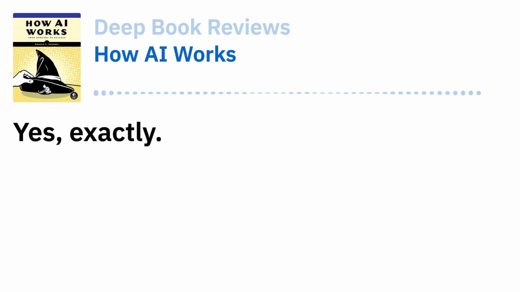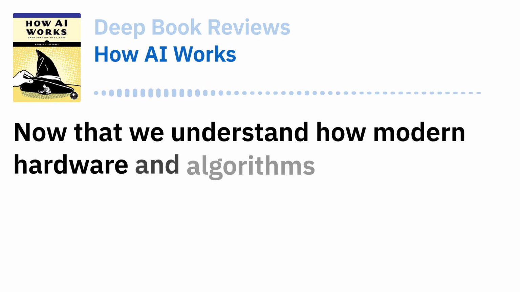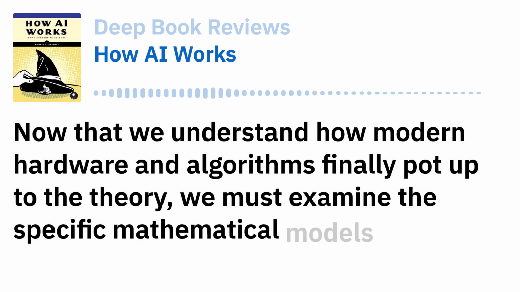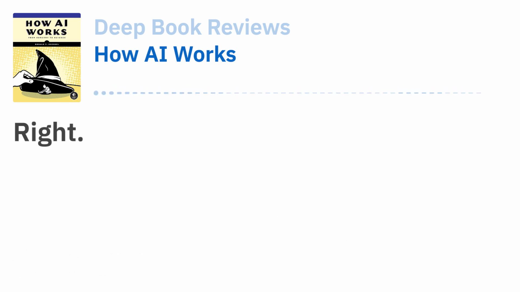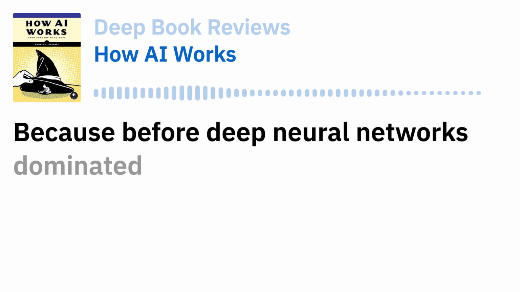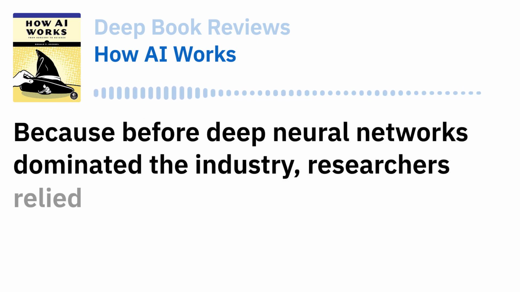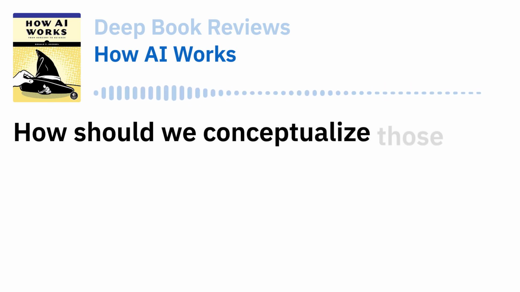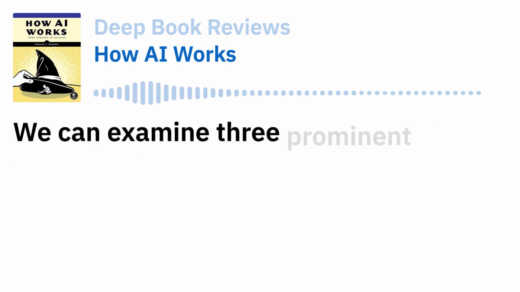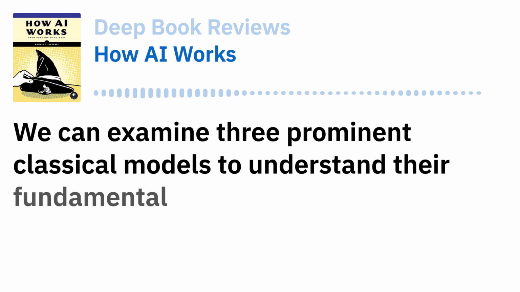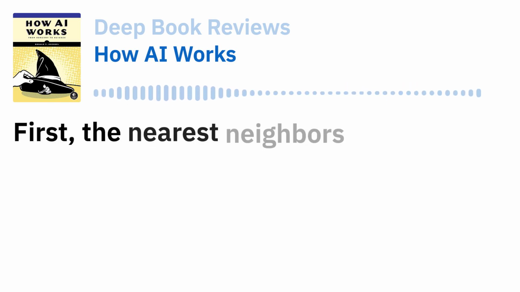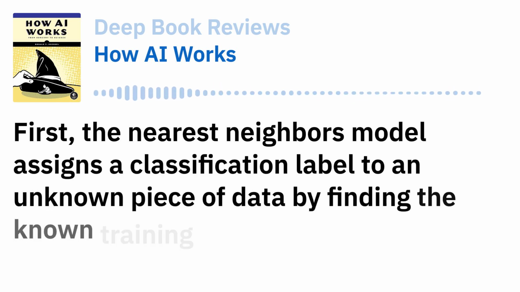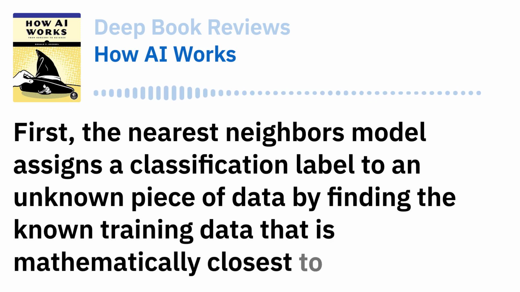Yes, exactly. Now that we understand how modern hardware and algorithms finally caught up to the theory, we must examine the specific mathematical models powering these systems. Right, because before deep neural networks dominated the industry, researchers relied heavily on classical machine learning models. How should we conceptualize those earlier tools? We can examine three prominent classical models to understand their fundamental nature. First, the nearest neighbors model assigns a classification label to an unknown piece of data by finding the known training data that is mathematically closest to it in spatial distance.